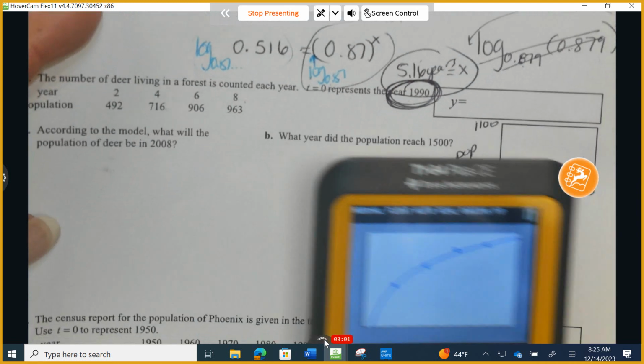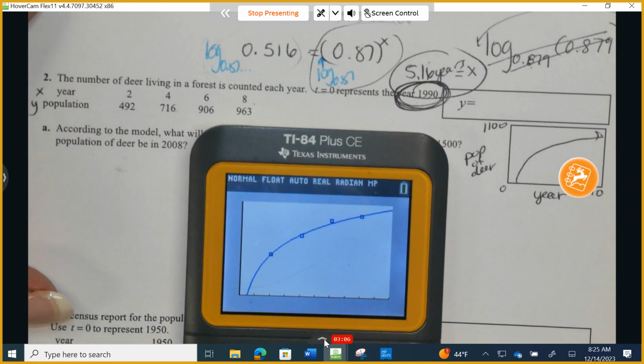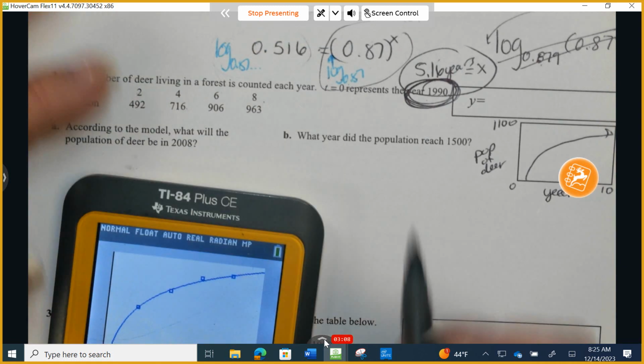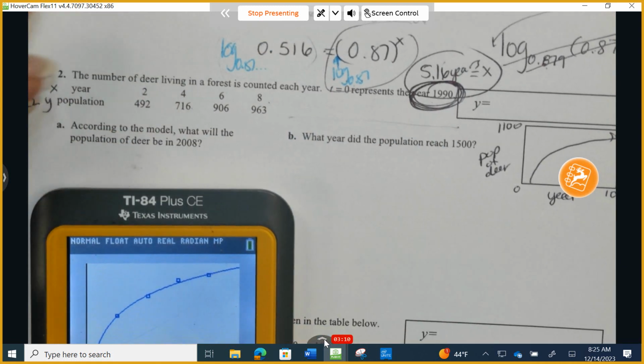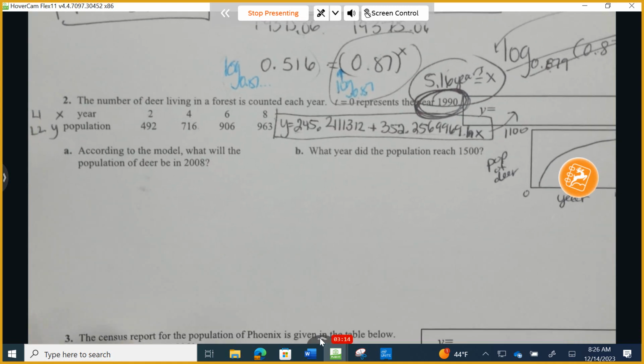So let's go down to part A of number 2. Part A of number 2, we have this picture here. I do need to write down the equation. That's one of the things that's required. I'm going to press pause and write it in this position right here. Okay, let's go now to this next part.